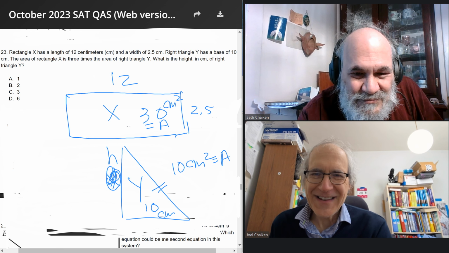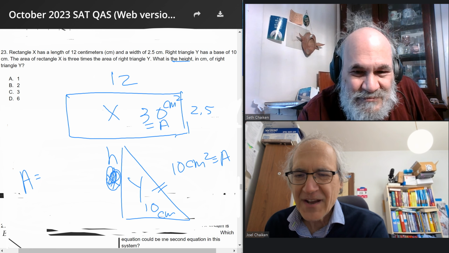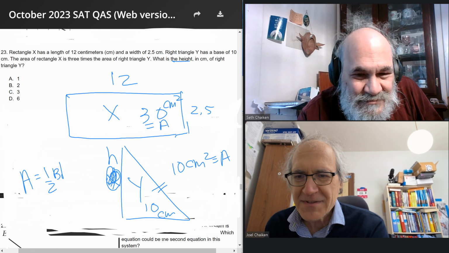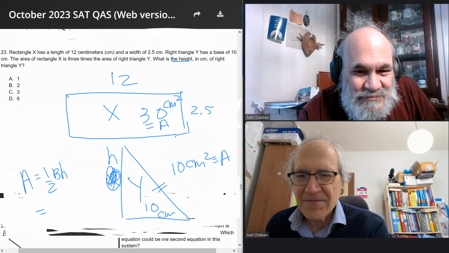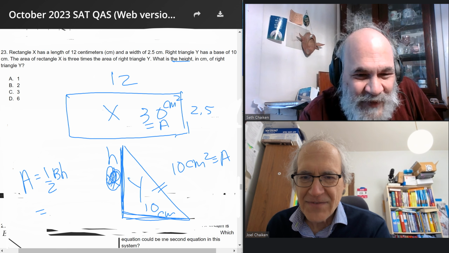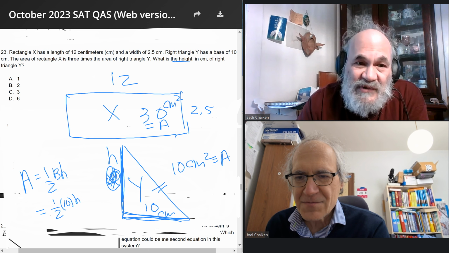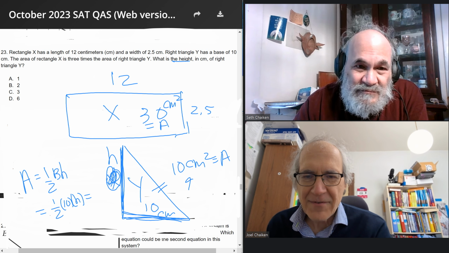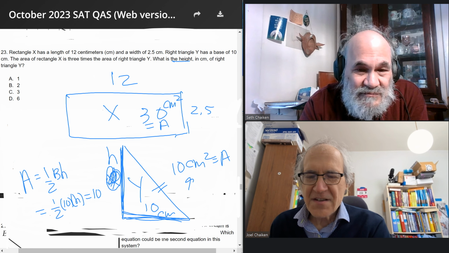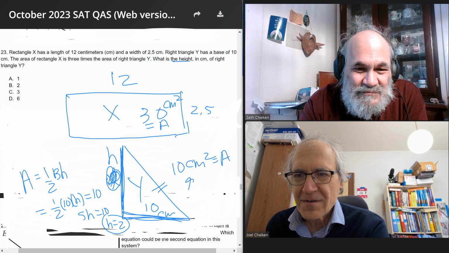So we want to calculate the height of the right triangle Y. We know the formula for the area of a triangle is 1/2 the base times the height. In a right triangle the base and the height are very easy to see. The base is 10 and the height is what we need to solve for. We're told the area must be 10. So we want to solve this equation: 1/2 times 10 times h is equal to 10. 5h is equal to 10. H would equal 2 centimeters.